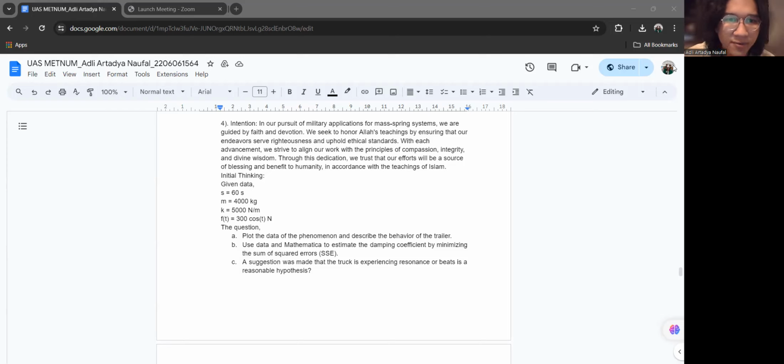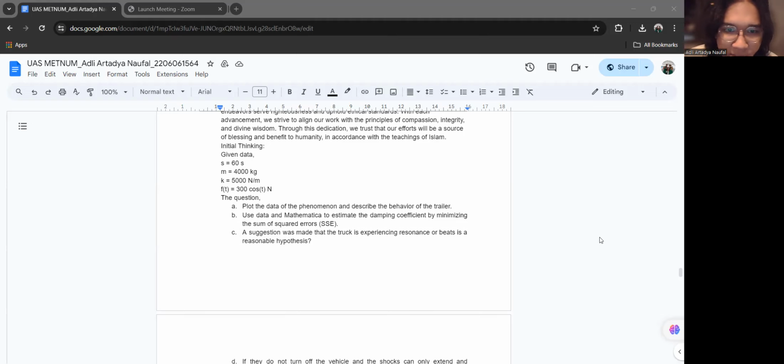Next, we advance to initial thinking. Given the data: S equals 60 seconds, M equals 4,000 kilograms, and K equals 5,000 Newton per meter, with the function F(t) equals 300 cos(sin t). The question: plot the data of the phenomenon and describe the behavior of the trailer. And the second question: use the mathematical data to estimate the damping coefficient by minimizing the sum of squared errors, SSE.